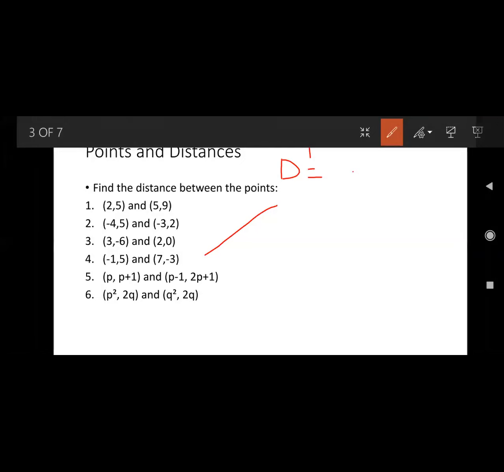So our distance formula, we didn't write it there. Our d squared, that's the hypotenuse squared, will be equal to what? Opposite squared.